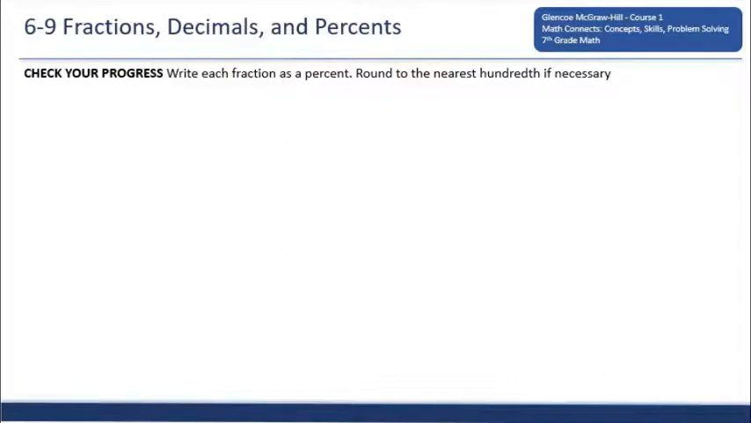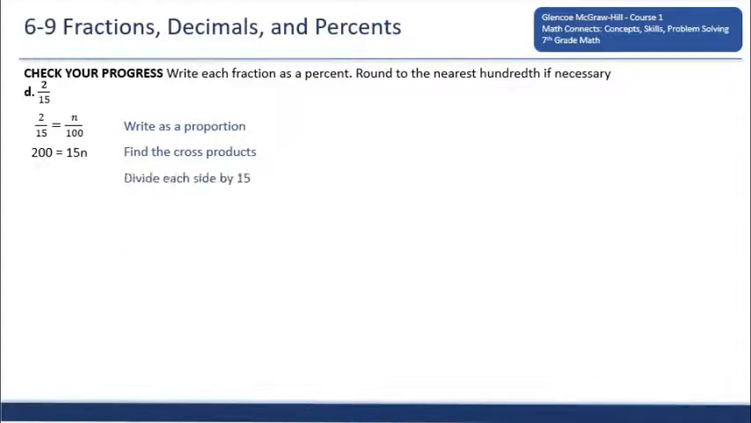Check your progress. Write each fraction as a percent, round to the nearest hundredth if necessary. D, 2 over 15. Write as a proportion. So 2 over 15 equals n over 100. Find the cross product. 200 equals 15n. Divide each side by 15 so that we can get n by itself.